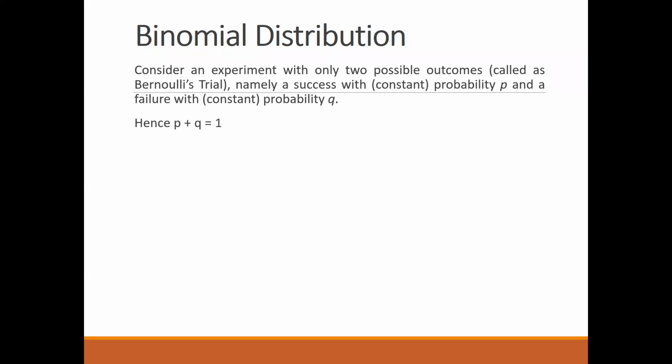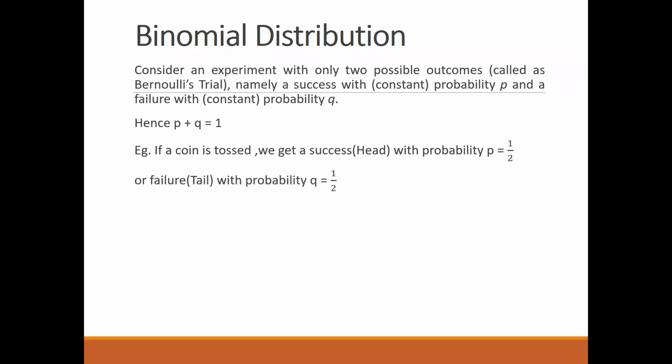This is known to every one of you. Now, taking the example of a coin, what will be the probability that I'll get head? Let us call head a success and tail a failure. So what will be P? P will be 1 by 2, right? And Q will be 1 minus 1 by 2, that is again 1 by 2. So both are 1 by 2.